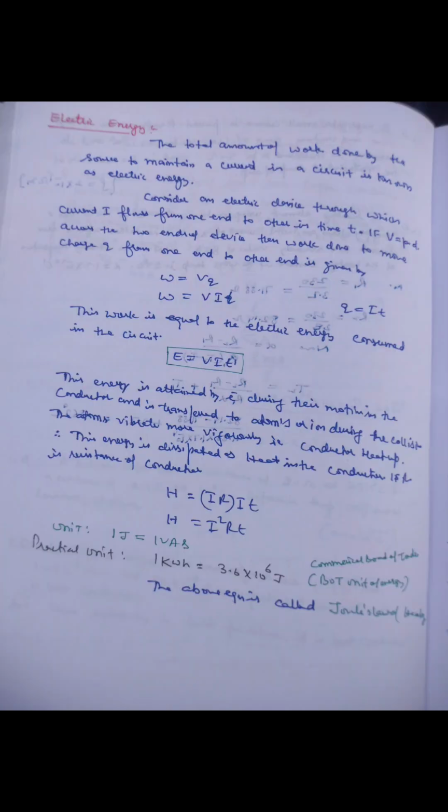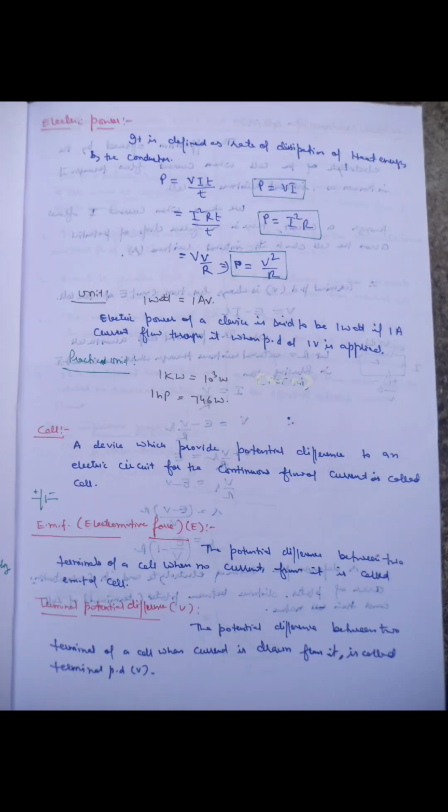Total amount of work done by a source to maintain a current in an electric circuit is known as electric energy. E = VIt, in form of heat H = I²Rt. Its practical unit is kilowatt hour. Electric power is defined as the rate of dissipation of heat energy by the conductor. P = VI or I²R.